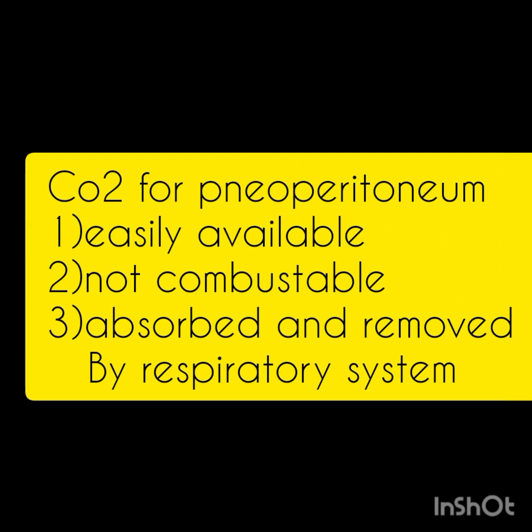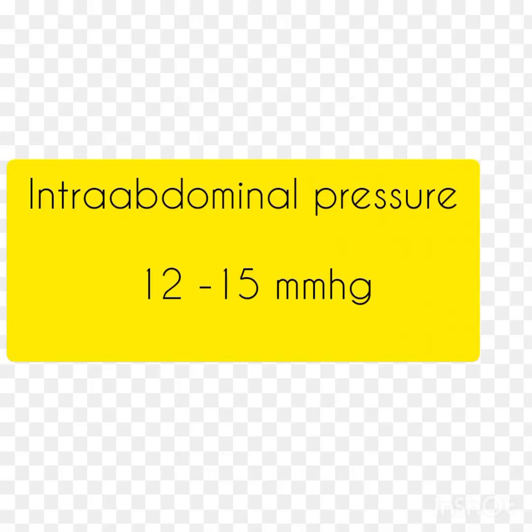Why carbon dioxide for pneumoperitoneum? Because it is easily available, not combustible, and absorbed and removed by the respiratory system very easily. The most important thing to keep in mind is that the abdominal pressure should be 12 to 15. If you exceed more than 18 or 20, it may produce complications like abdominal compartment syndrome and others.